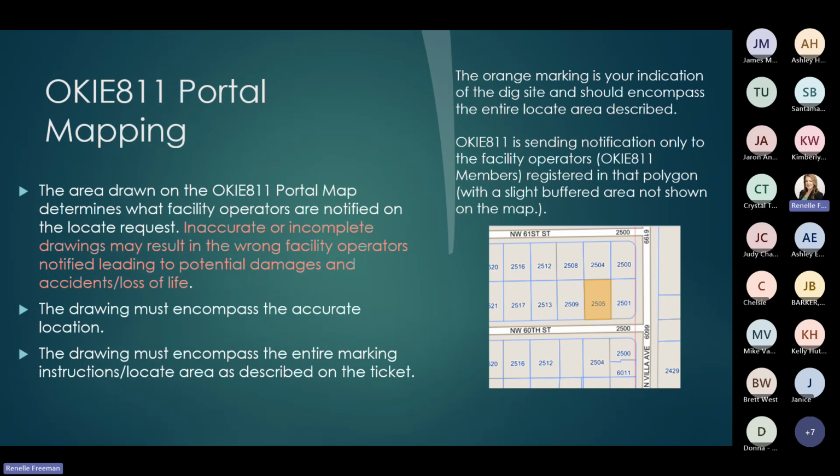So when you're on the portal map, the orange marking that you make on the map or the system makes for you, that's your indication of the dig site, and it should again encompass the entire locate area described. So OKI 811 is sending notification only to the facility operators or the OKI 811 members that are registered in that polygon. And there is a slight buffered area on top of that, not shown on the map as well.